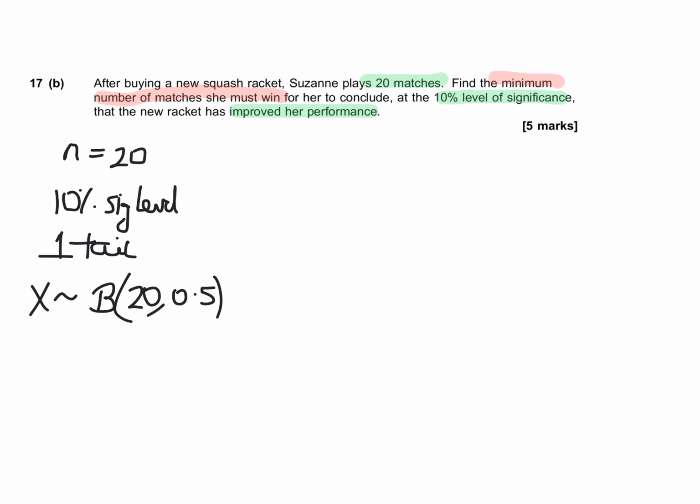Now what's the question here? It's to find the minimum number of matches she must win. So what I've highlighted there in red is basically, in the context, a way of asking us to find the critical region for a one-tailed test at the 10% significance level. Find the minimum number of matches she must win to be significant. So we're looking for the one tail, the upper tail, critical region for this binomial distribution. So again, we'll look at the graph, we'll look at the table, and we'll figure that out.